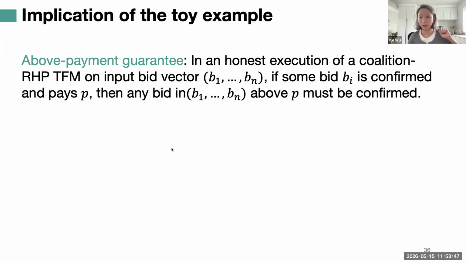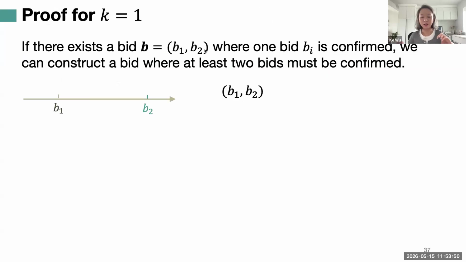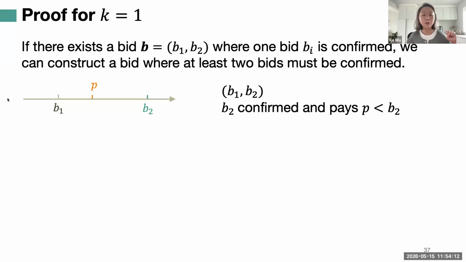Now, with this above payment guarantee, let's imagine for the sake of contradiction that the impossibility does not hold for k equals 1. Okay. So there is a case when there is congestion, there are more than 1 bid, but someone is confirmed. For simplicity, I'm just going to use 2 here in the talk. Okay. So let's say B2 is confirmed. I'm drawing this real number axis here to demonstrate the relative position of B1 and B2. Say B2 is confirmed. And without loss of generality, we can assume that its payment is strictly less than B2.